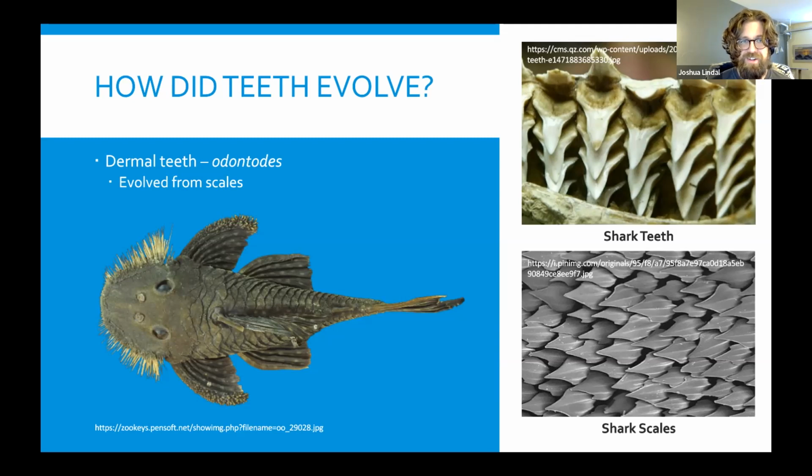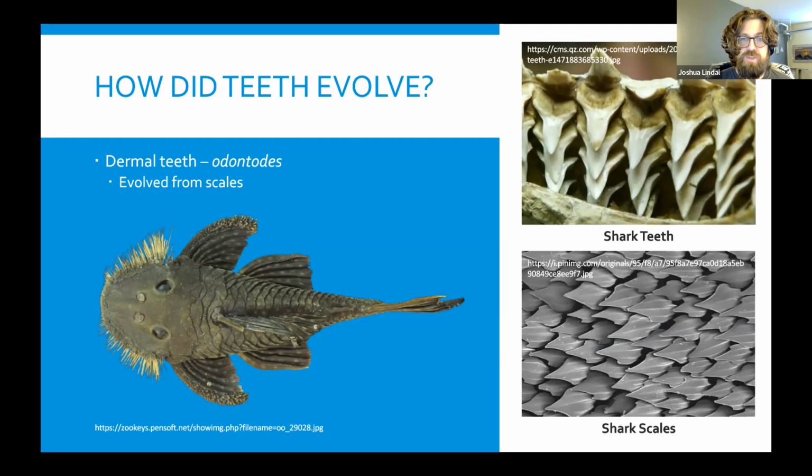These are like scales that evolved to be more heavily mineralized than regular scales. And these were external. They were outside on the skin on the face of these fishes. And they weren't for eating. They were what the scales are in the first place. They're a form of protection. So they were just extra protection on the face of these fishes.